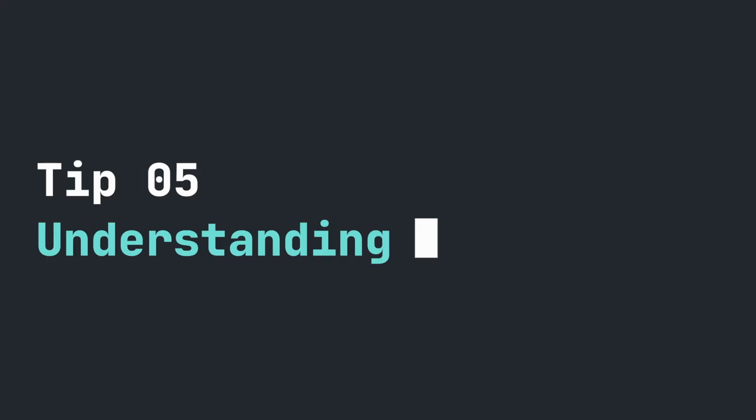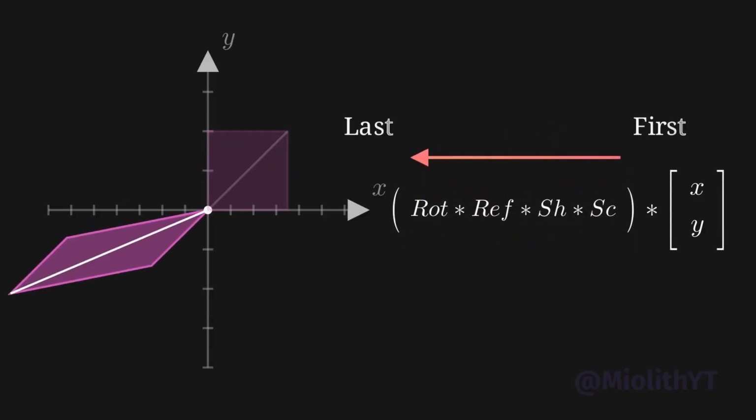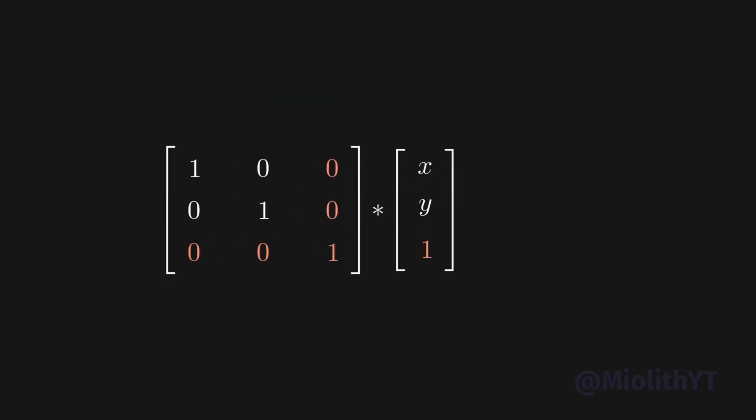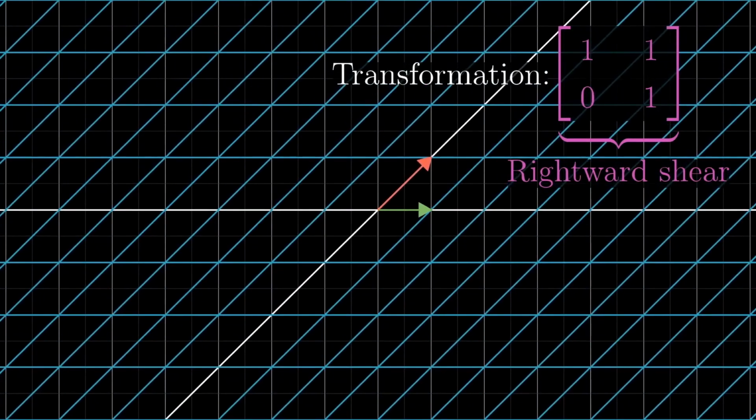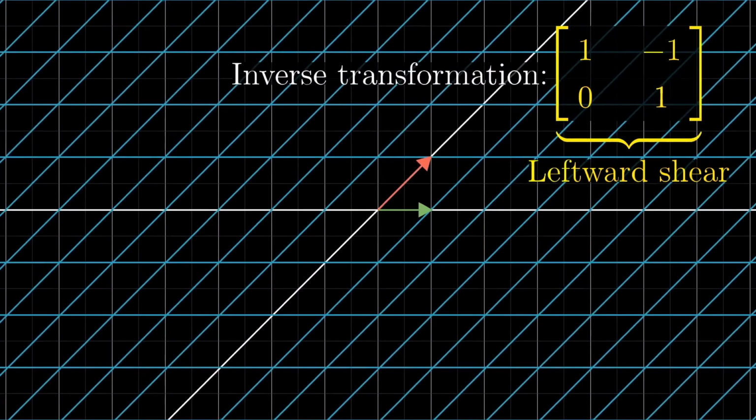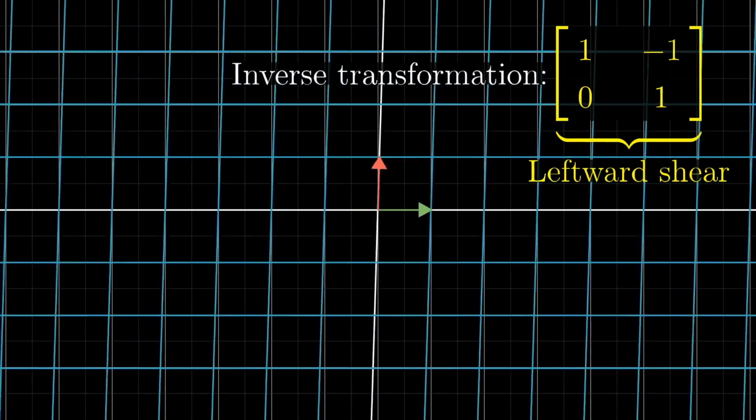Tip 5. Understanding maths. Maths are used everywhere in computer graphics, and shaders are no exception. Therefore, it's important to learn bits of it, whether you like it or not. A great example of an optimization we can do with just a little bit of math knowledge is reducing the amount of times we inverse matrices.